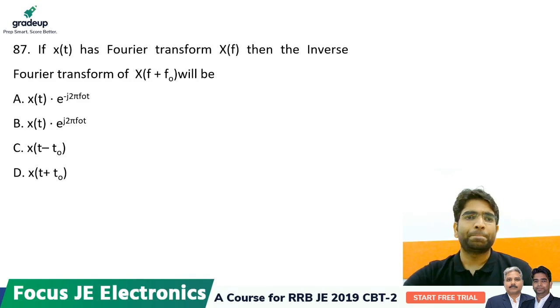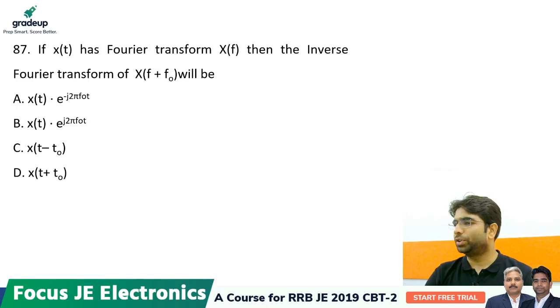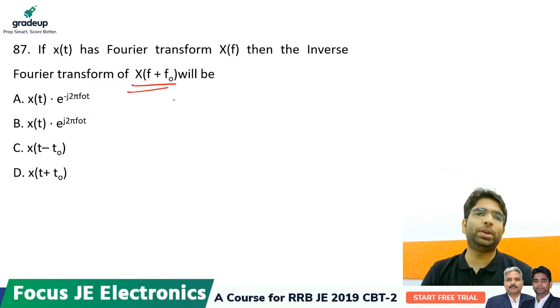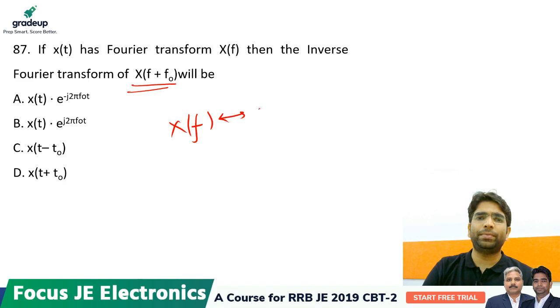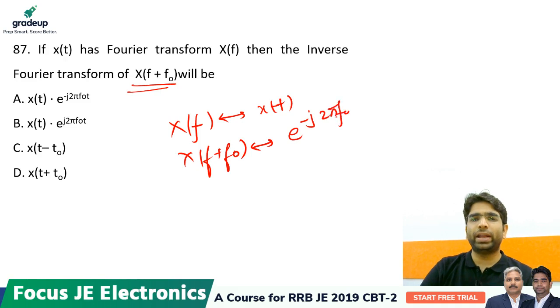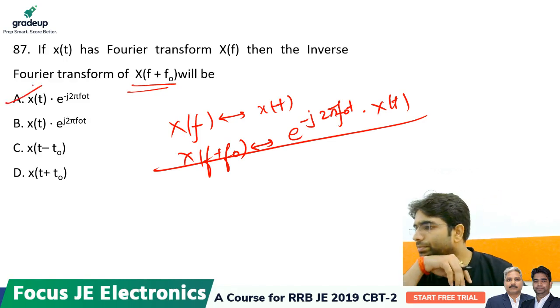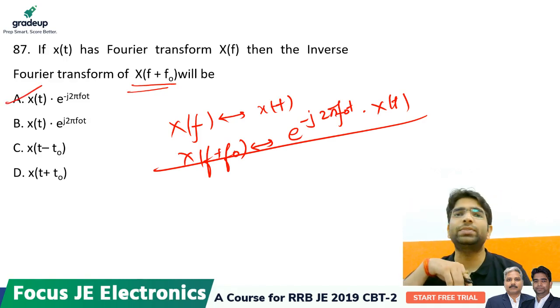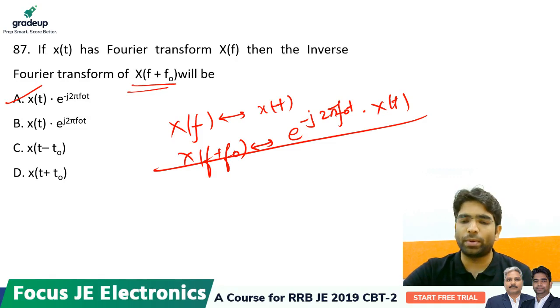A Fourier transform question is actually a high level question for you, but it is a basic of Fourier transform that you use in communication. Suppose X(f) has inverse Fourier transform x(t), and if it is X(f plus f naught), the inverse Fourier transform will be e raised to the power minus j 2 pi f naught t into x(t). Option A will be correct. It is the frequency shifting phenomenon.